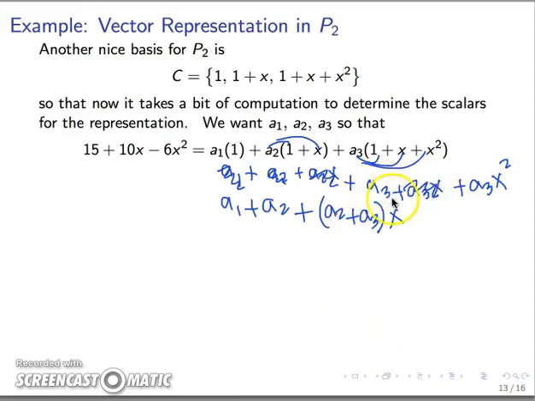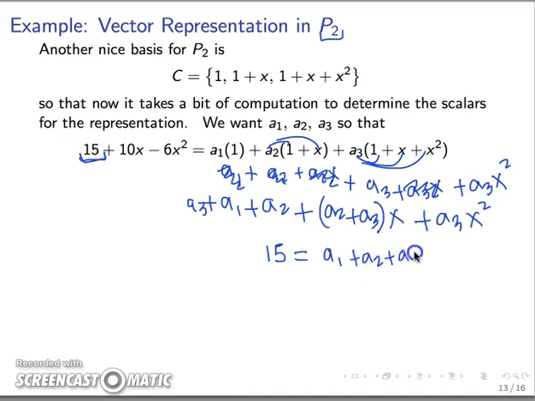And maybe I'm leaving behind this A sub 3, so maybe I should have written A sub 3 there. And then things with x squared would be A3 times x squared. So what we do now is that equality on P sub 2, we're equating two things. The coefficients of x to the 0 would give us something that looks like 15 equals A1 plus A2 plus A3, right?